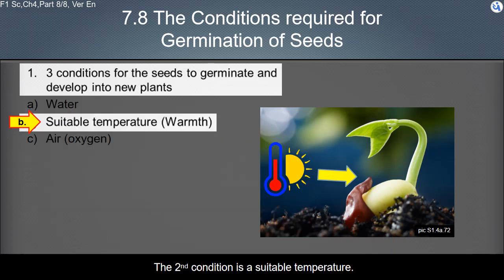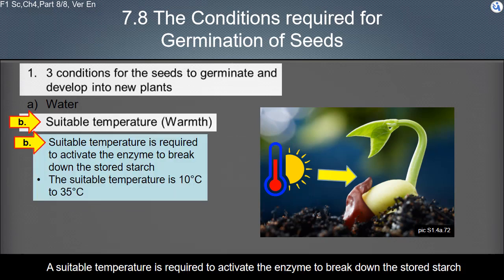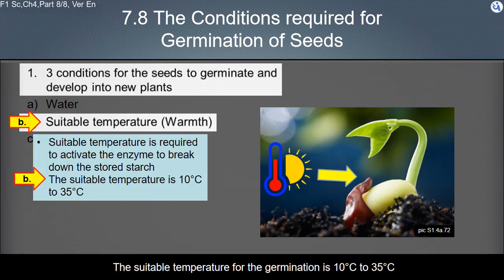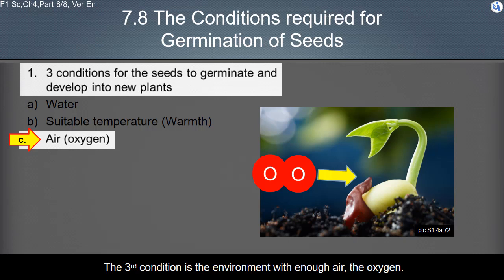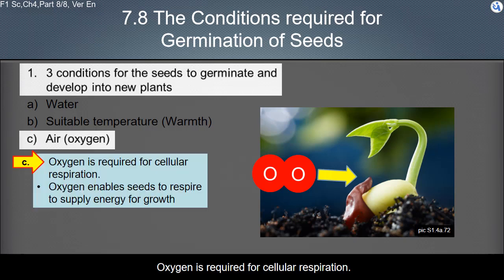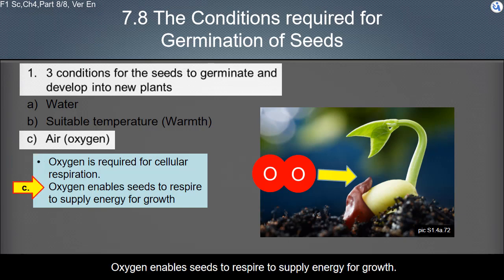The second condition is a suitable temperature. A suitable temperature is required to activate the enzyme to break down the stored starch. The suitable temperature for the germination is 10 degrees Celsius to 35 degrees Celsius. The third condition is the environment with enough air, the oxygen. Oxygen is required for cellular respiration. Oxygen enables seeds to respire to supply energy for growth.